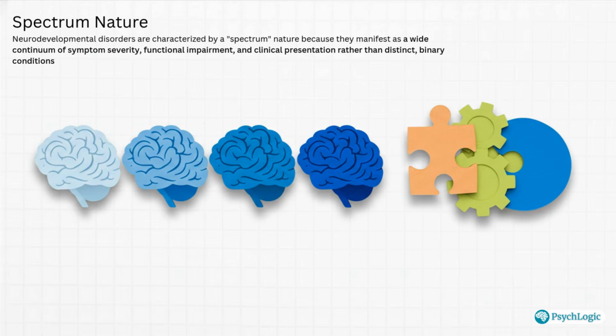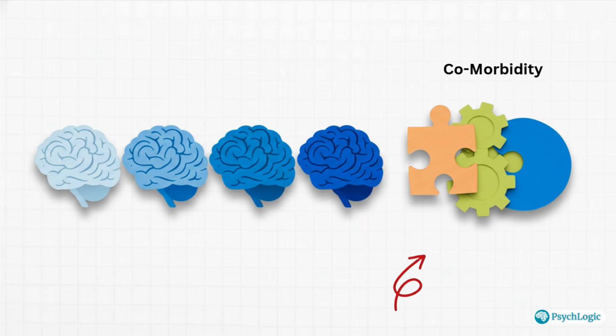Another core feature is what we call their spectrum nature. This is exactly why you hear terms like autism spectrum disorder. It means that symptoms can range all the way from very mild to profound, and 2 people with the very same diagnoses can look completely different. And to make things even more complex, it's actually incredibly common for a person to have more than one of these conditions at the same time.